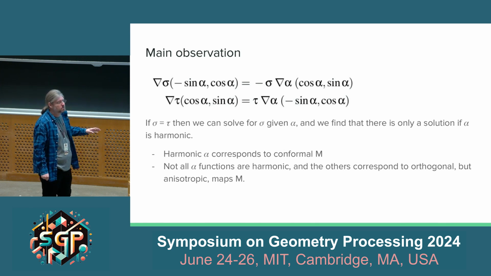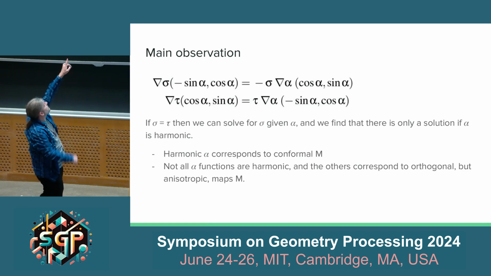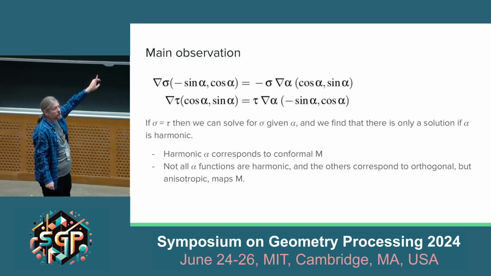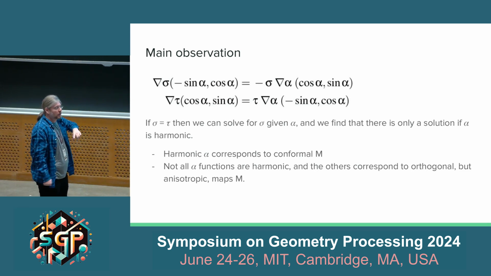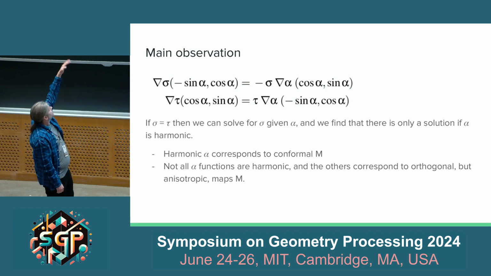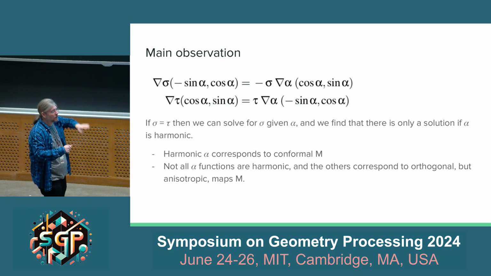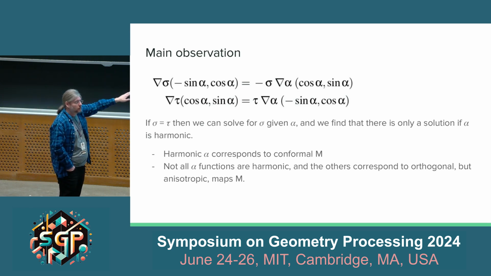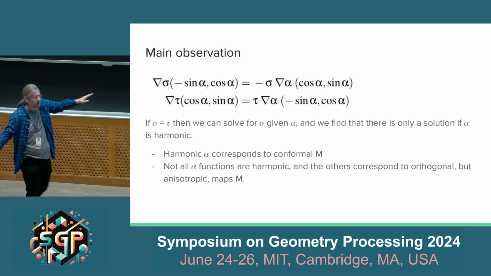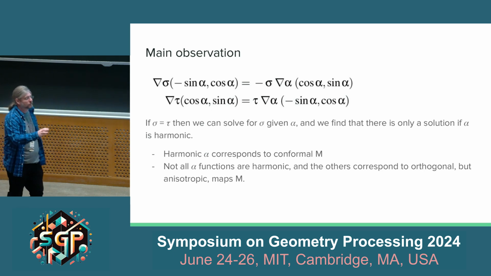So the parentheses indicate a function input, not a dot product? No, sorry, this is a dot product. We're taking the angle alpha and turning it into a vector. So the second equation is we have the gradient of tau, and if we dot that with a vector, we get the change in tau in a direction. Right, in that direction. Yes. Okay, sorry.